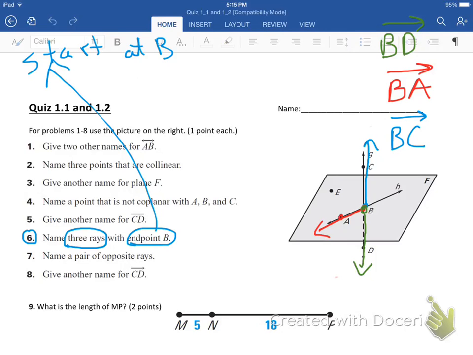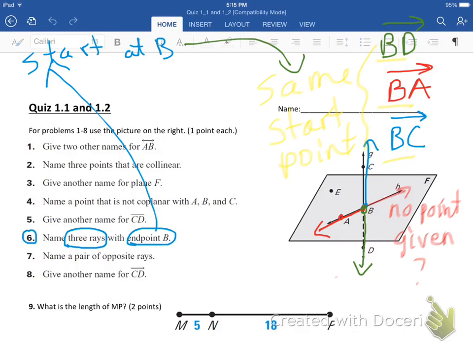Now, it would be nice if we could get one that goes start at B and go this way, but I don't have it, there's no point given. So I can't name a ray. But all these have a start. They all start with B, B, B. So they all have the same start. They all start at B.